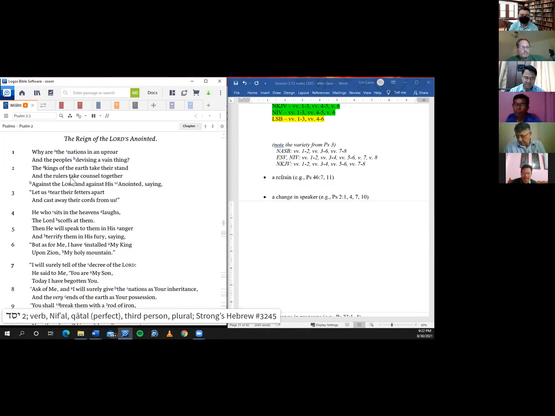The reign of the Lord's anointed. Why are the nations in an uproar, and the peoples devising a vain thing? The kings of the earth take their stand, and the rulers take counsel together against the Lord and against his anointed, saying, Let us tear their fetters apart and cast away their cords from us. He who sits in the heavens laughs. The Lord scoffs at them.